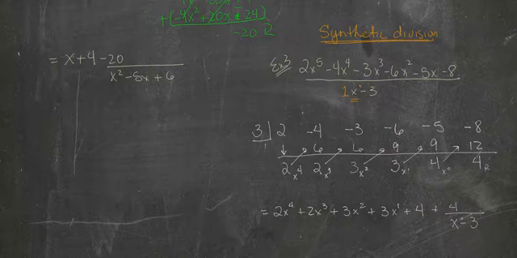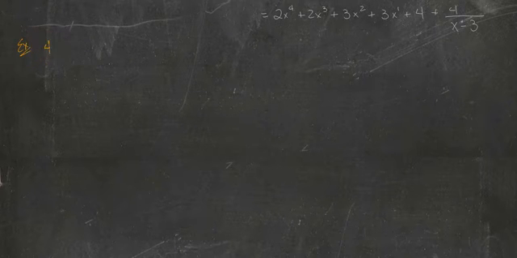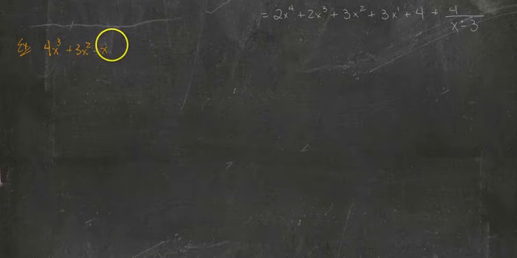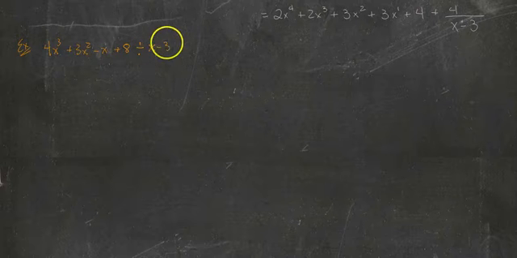That's pretty cool, I think. Let's do another example then. 4x cubed plus 3x squared minus x. This textbook doesn't appear to like to give you any empty spots. Minus x plus 8 divided by x minus 3.